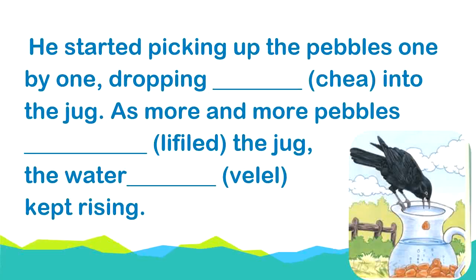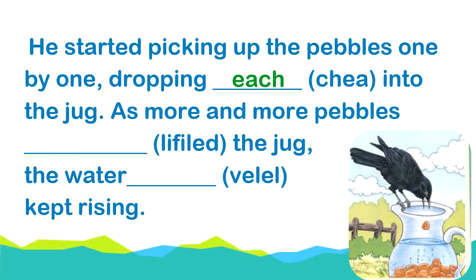He started picking up the pebbles one by one, dropping dash into the jug. So if he was picking them one by one, he was dropping them one at a time. So what is another word for one? Yes, each. And how do we spell that? E-A-C-H. Very good. As more and more pebbles dashed the jug, the water dash kept rising.